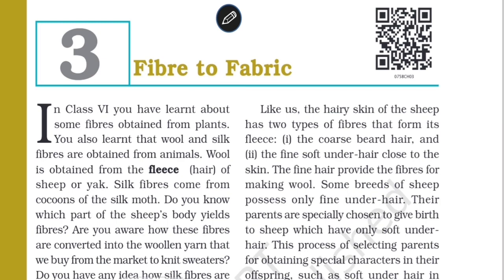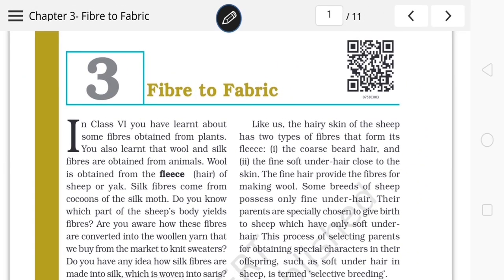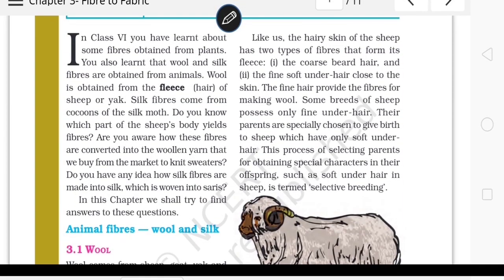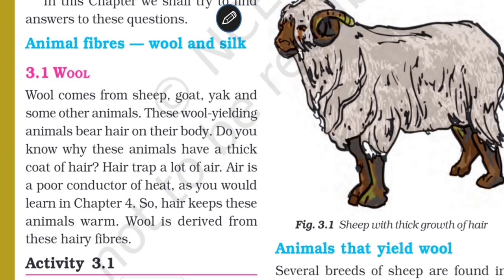So in the last video we discussed the different sources of fiber. It was plant source and it may be animal source. From the plants we get cotton and jute fiber, and from animals we can get wool and silk fiber. In the last video we started with the animal fibers, wool and silk, but we studied the fiber wool.